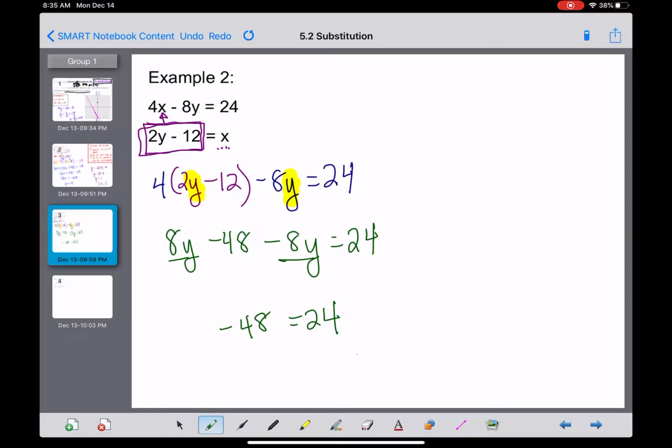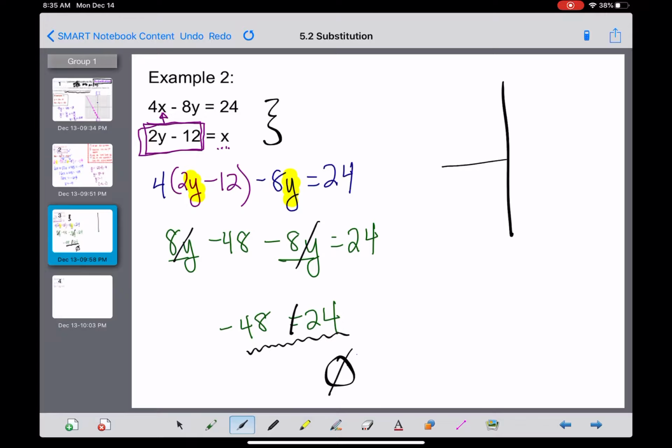When my variables cancel out, like what just happened, it is a special case. -48 is not equal to 24. Therefore, our answer is no solution. That means if I were to graph these two equations on a coordinate plane, I would come up with a set of parallel lines, meaning they will never intersect, which is why there's no solution.